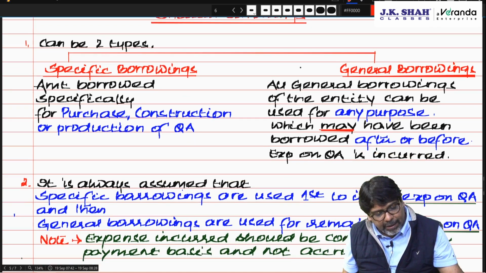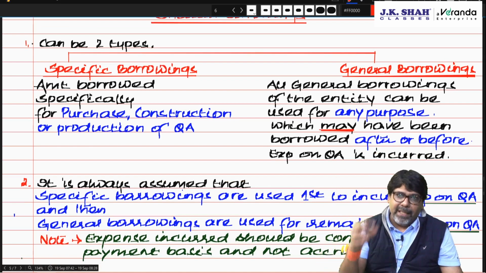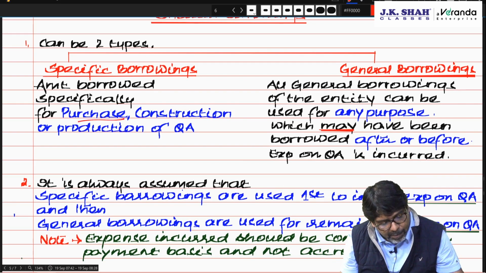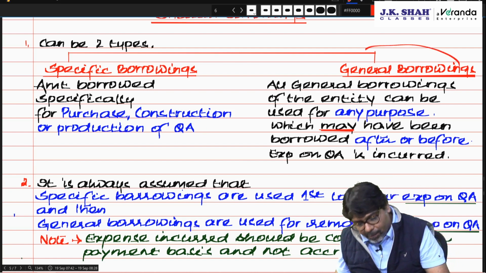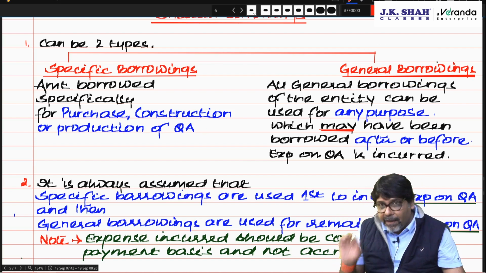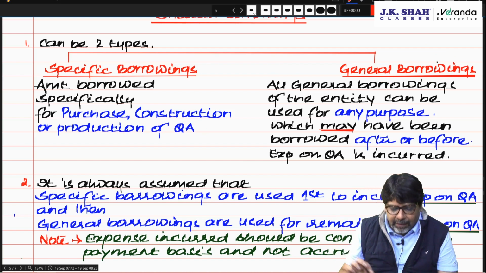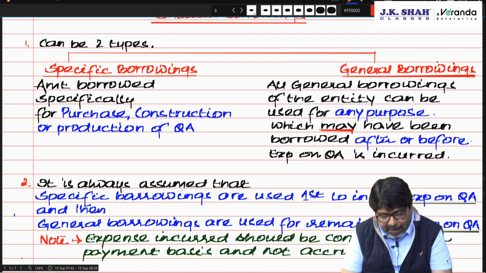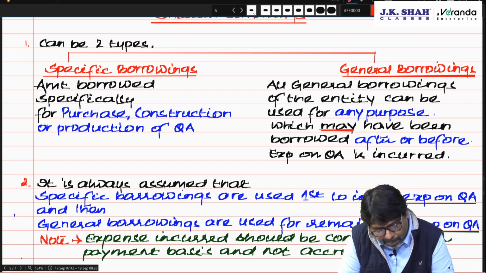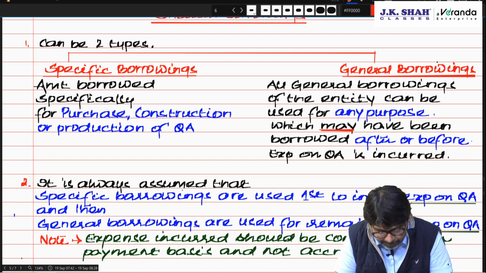One is specific borrowings, one is general borrowings. Specific borrowings means you have borrowed money specially for the purchase, construction or production of a qualifying asset. Now general borrowings, understand this very, very carefully. All general borrowings of the entity can be used for any purpose, which may have been borrowed after or before the expense on the qualifying asset was incurred.